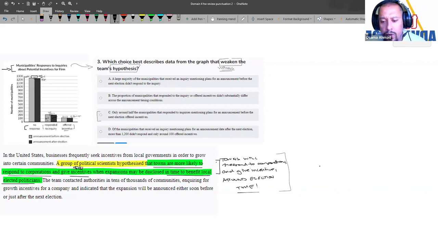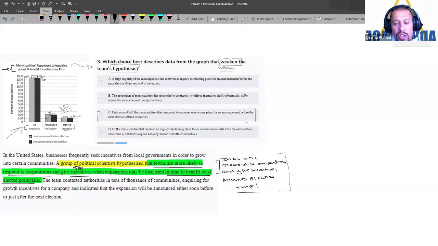The hypothesis is that towns respond to inquiries and give incentives around election time. Around election time. Okay, do they do this? Is this true according to the graph? Do they give more incentives during election time? Do they give more responses during election time? No, actually, they do not.